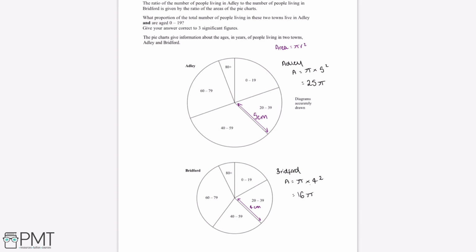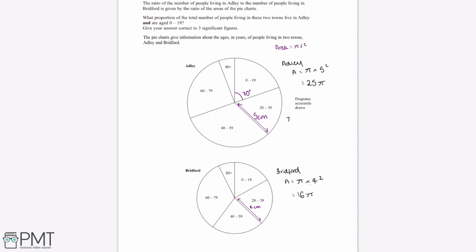Now the next piece of information we'll need to know is the angle of this 0 to 19 segment in Adley. So using a protractor, we can work out that this angle is equal to 70 degrees. So now the next thing we'll need to do for this question is work out the area of this 0 to 19 section, as this is proportional to the number of people living in Adley.